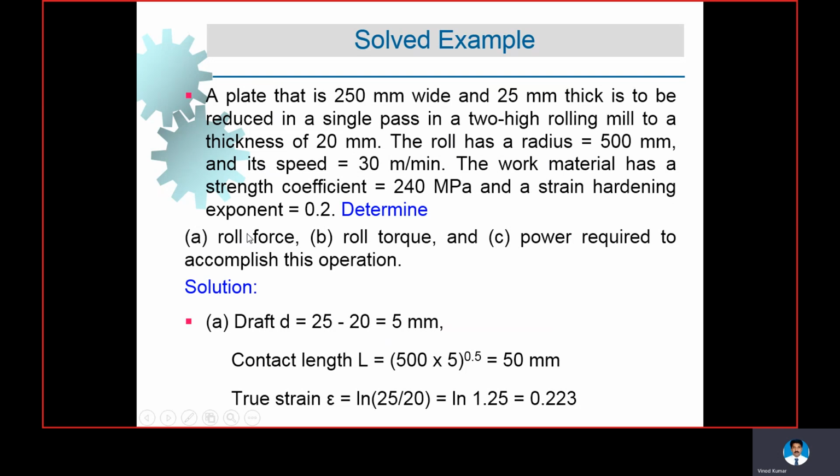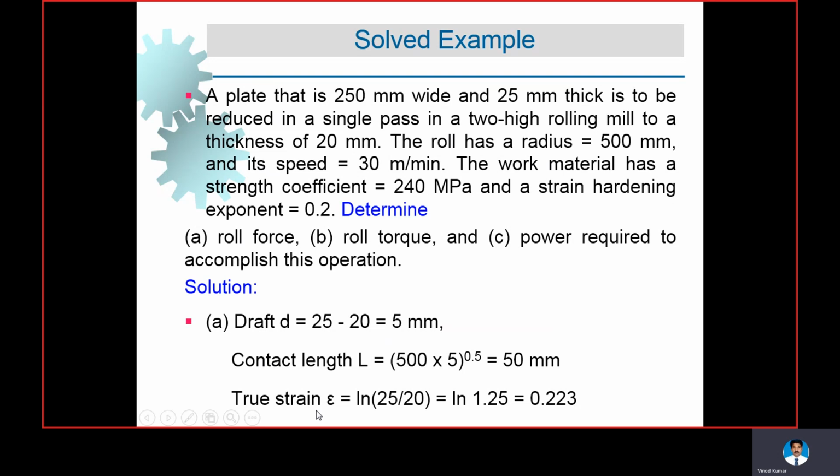Draft means how much thickness reduction is possible using the 2-high rolling mill. That is initial thickness 25 minus final thickness 20 will give you the draft. Then how much is the contact length between the roll and the workpiece? That is equal to the square root of R times the draft. You can see the values are given here: 500 is the radius and 5 is the draft. The square root of the radius times the draft will give you the contact length.